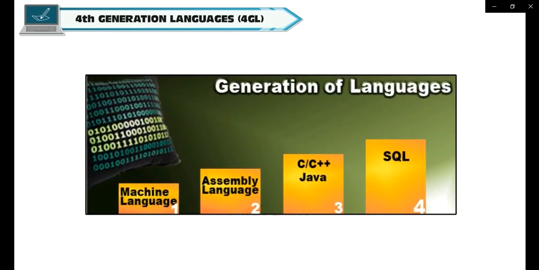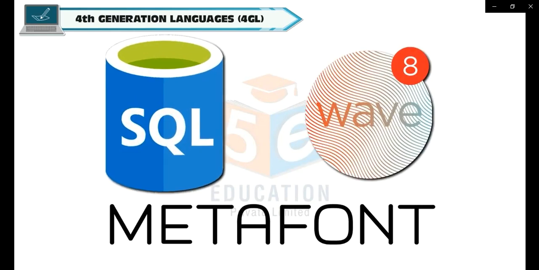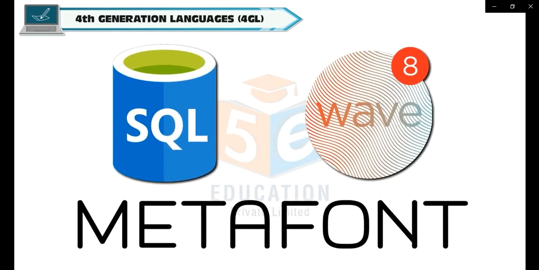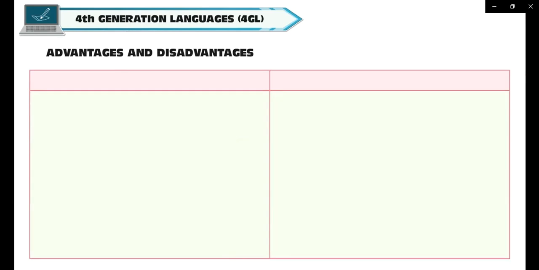Fourth generation languages contain the ability to add 3rd generation code into their language and develop it further for business purposes. These kinds of languages are mainly used for working with databases and other data processes. Some examples of 4th generation languages are SQL, Wave, Metafont, etc. Advantages and disadvantages of 4th generation language.